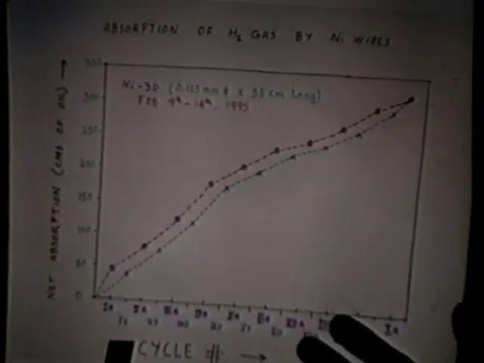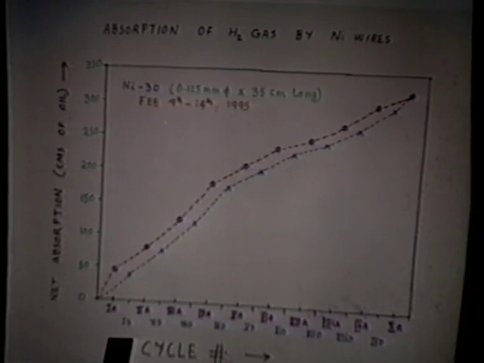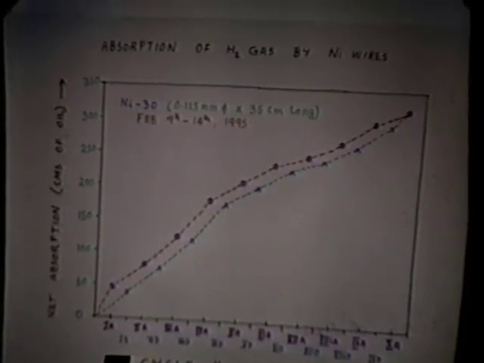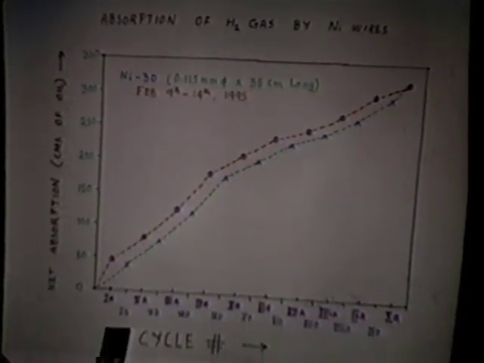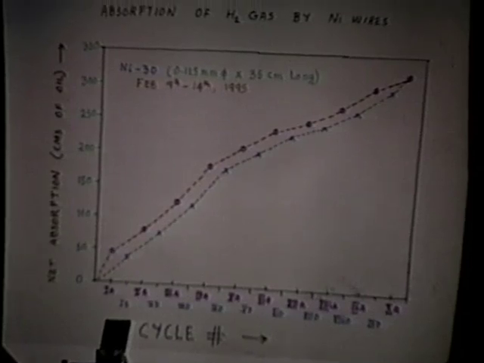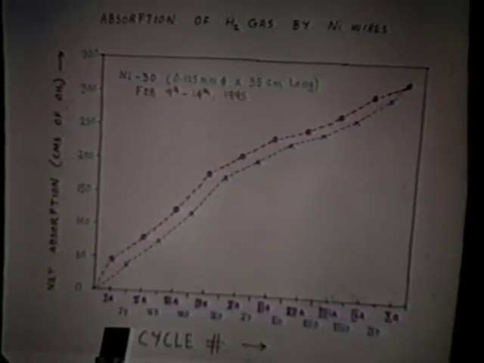Now this is the integrated absorption of hydrogen in nickel 30, February 9, and so on, net absorption. This is the first point, overnight absorption, about 50 centimeters of oil. Then you keep it for another 8 hours of desorption, some of it comes out, then again it absorbs, desorbs, and so on. So this is the work over a period, and systematically the amount of hydrogen that has gone in, and the net amount that is supposed to be in the wire is shown here.